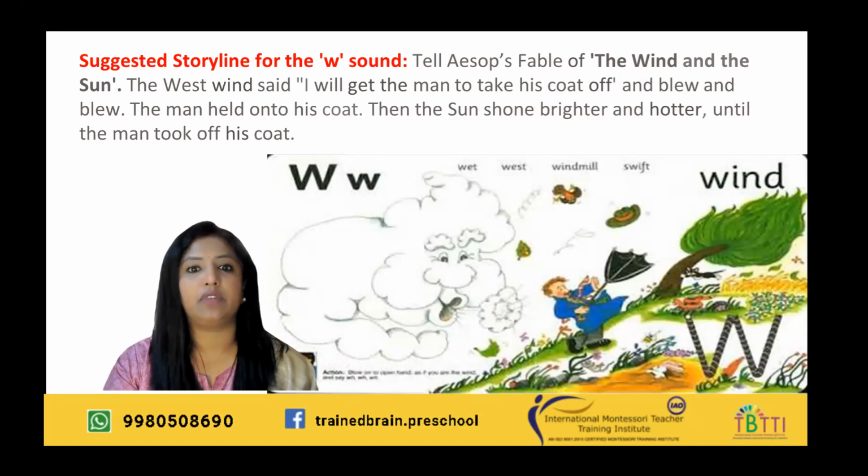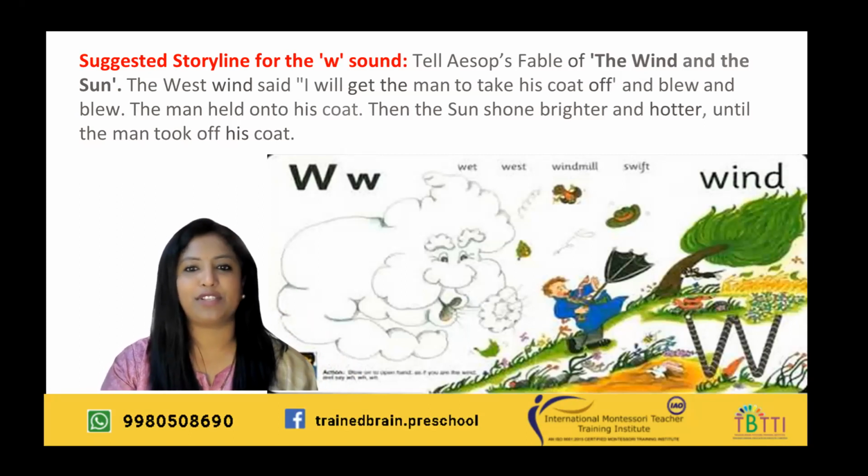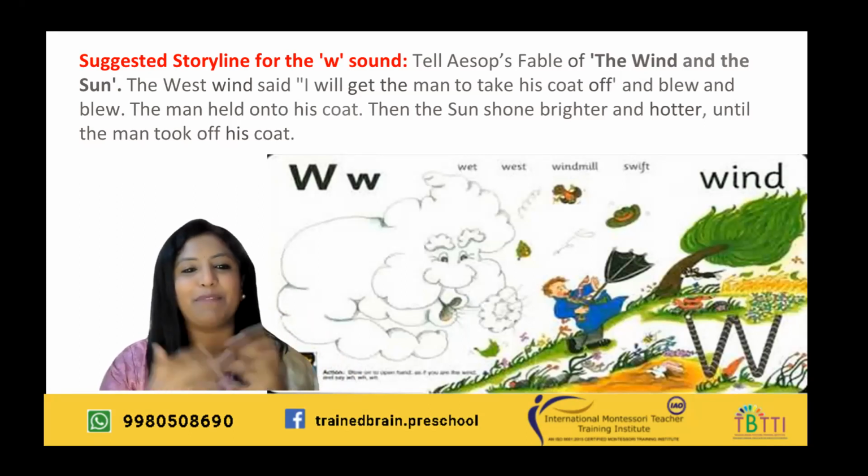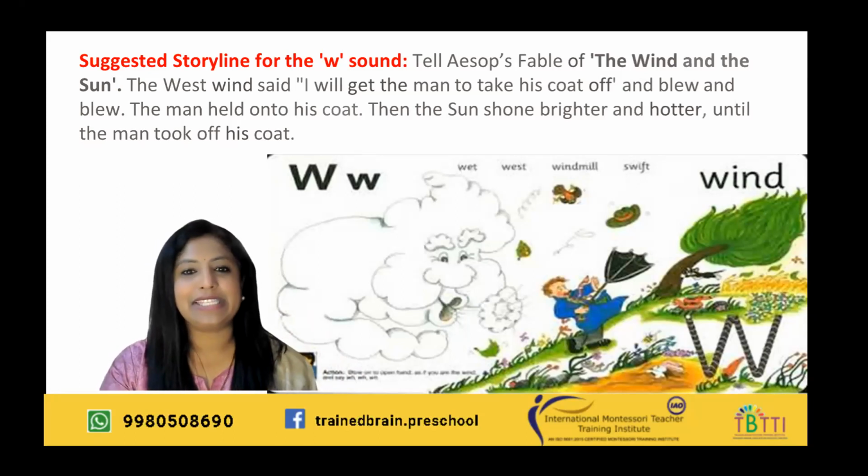The sun was saying, I'm very powerful, stronger. And the wind said to the sun, Mr. Sun, I am very strong. Who can take off the coat? And they both had this competition, like, let's see who is stronger. Let's see if the man takes off his coat or not.